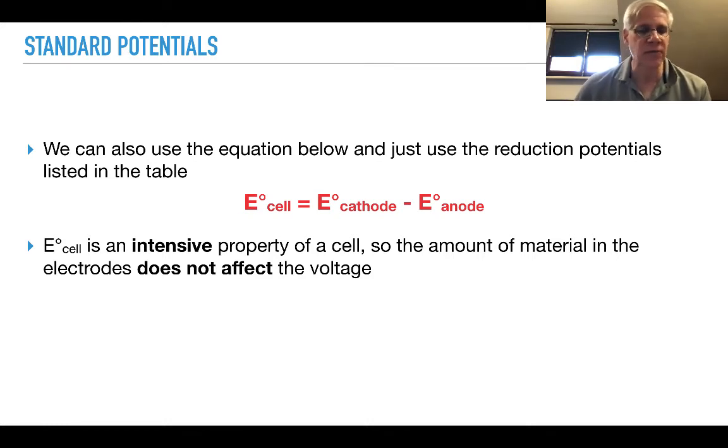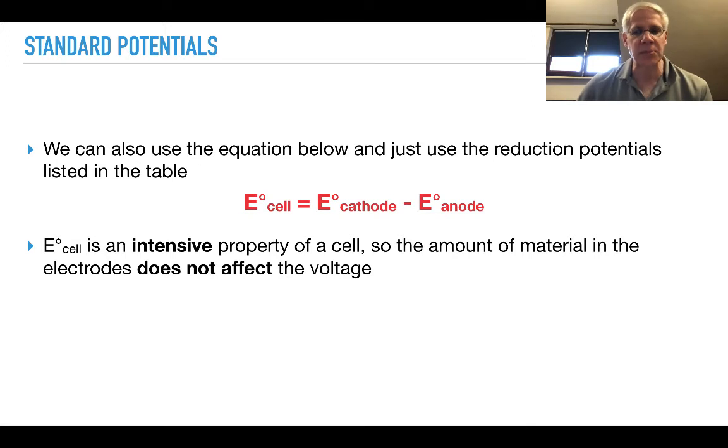Okay, now another thing that's very important when you're measuring E0 cell is that E0 cell is an intensive property of a cell. That means that the amount of material in the electrodes does not affect the voltage. It also means that if we have to multiply a half reaction by a value to get the right number of electrons, we do not change the voltage for that half cell. That's a mistake that is very commonly made.